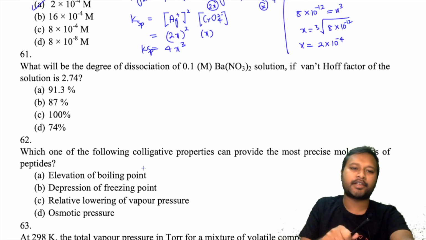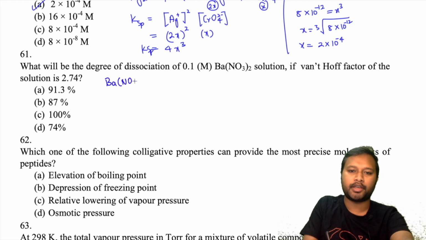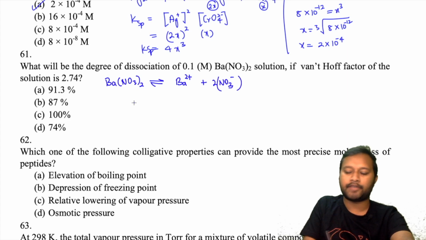Looking forward to the next one, which says what will be the degree of dissociation of 0.1 molar barium nitrate solution if the van't Hoff factor of the solution is given to you. So first of all, to do this question, you should know that barium nitrate, Ba(NO3)2, is going to break into barium 2 plus and 2 moles of NO3 minus, right? So that means if I try to find out the total number of moles which it is going to get dissociated into, the number of moles is 3, right?